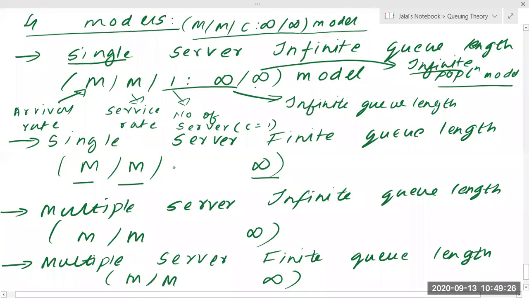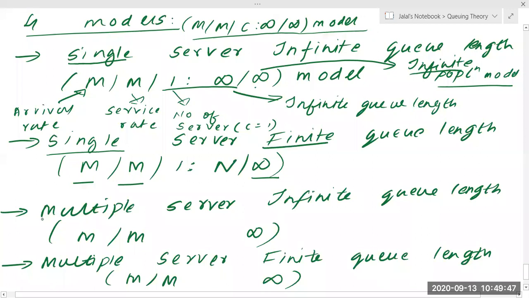Now, can anyone tell me what should be the value here? Is it a single server or multiple servers? Can anyone tell? Single server. Single server. Then comes a colon. Then finite or infinite? Finite queue length. When it is finite, you have to put the value N.